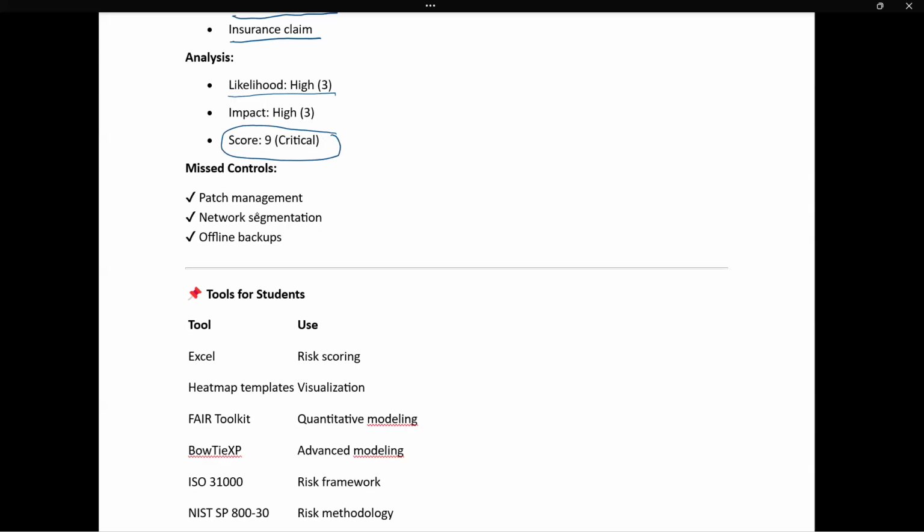And what kind of controls might be contributing to this attack happening? Missing patch management, missing network segmentation, missing offline backup. Now let me ask you, how will patch management help to prevent a ransomware attack?